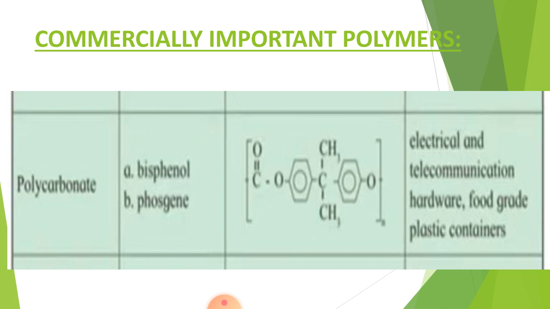Its polymer structure is C double bond O, O, benzene ring, C, CH3, CH3, benzene ring, O. From one side oxygen will open its branch, from the other side carbon will open its branch to link with another polymer structure n number of times. Remember, you are supposed to write n in the polymer structure for each and every polymer.